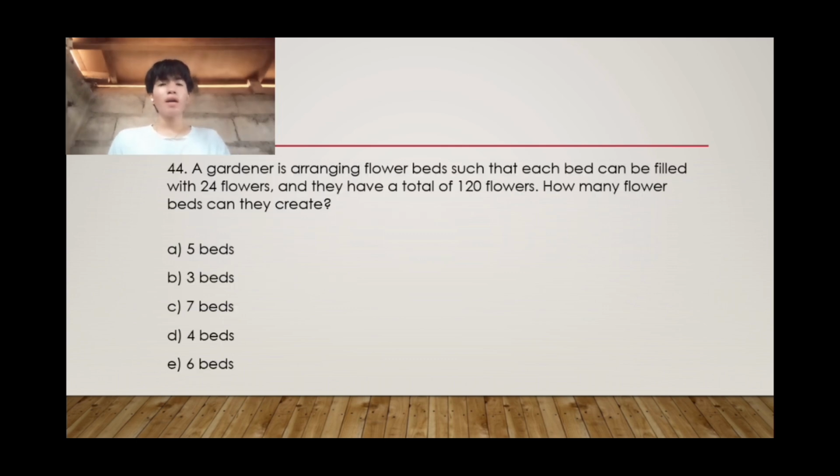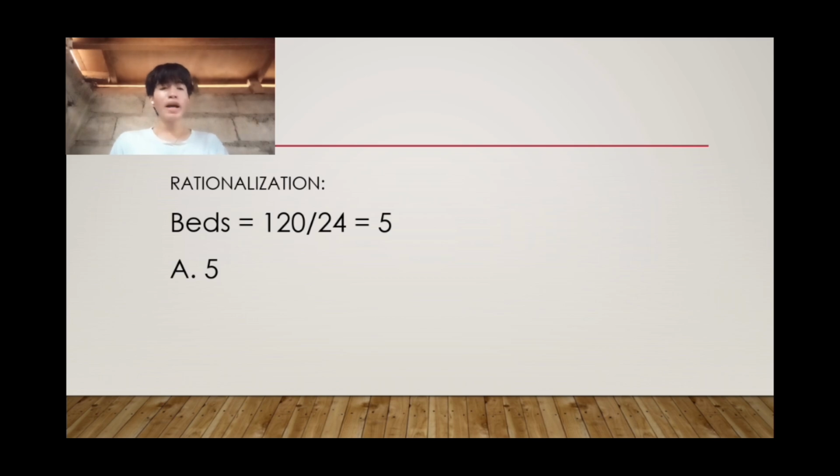Next, a gardener is arranging flower beds such that each bed can be filled with 24 flowers, and they have a total of 120 flowers. How many flower beds can they create? A, 5 beds, B, 3 beds, C, 7 beds, D, 4 beds, or letter E, 6 beds. So our first thing to do is we will simply divide 120 by 24. So 120 flowers divided by 24 flowers, our answer will be 5. So our answer for this number is letter A, 5 beds.